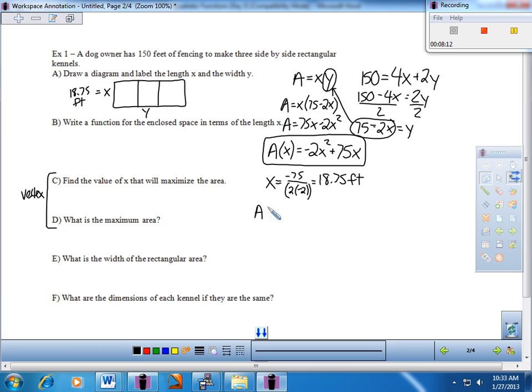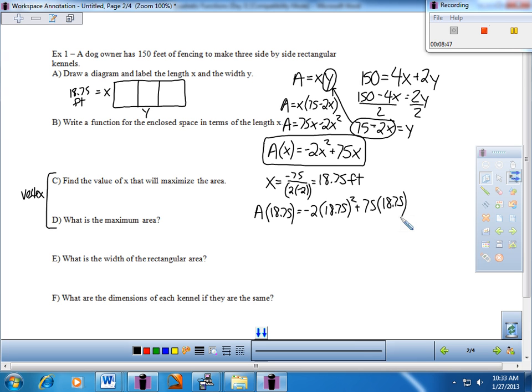Well, now remember, we want to maximize the area from there. This is not going to give me the other dimension. This is going to give me the dependent variable, which is the area. So I want the area when x is 18.75 feet. And so now if you remember how vertices work, we take the x value, of course, and we put it back into the function, and we get the output. So negative 2 times 18.75, square it, plus 75 times 18.75.